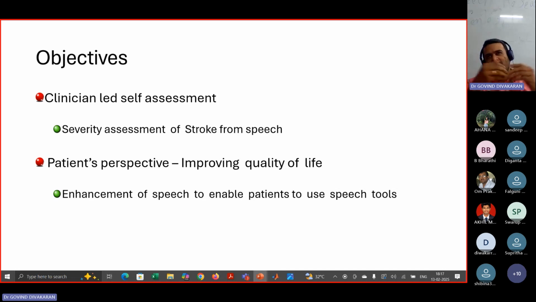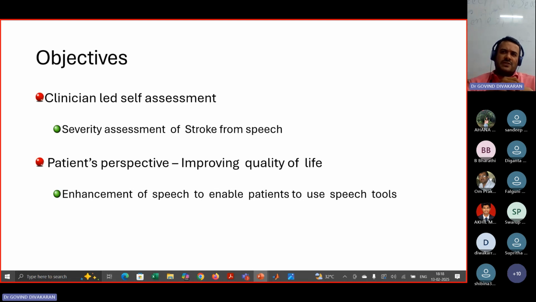Generally, when somebody is suffering from stroke, they will approach the clinician. The clinician will do some sort of assessment, a medical diagnosis of that patient, and will assess the impact of the stroke on some scale. We saw yesterday that for ALS patients there is a scale. Similarly, there is a scale used for assessing stroke as well. I'll describe that particular scale later. From the patient's perspective, it is all about improving the quality of life of patients.